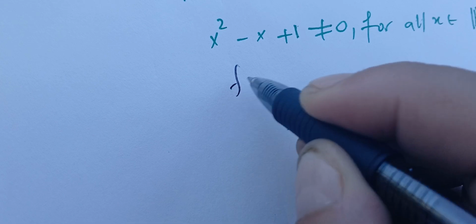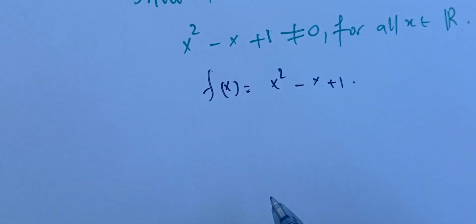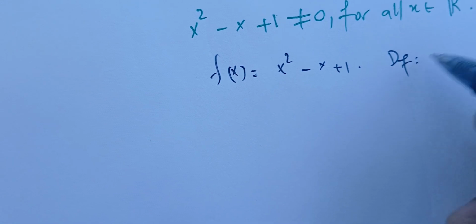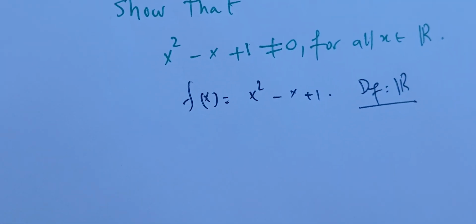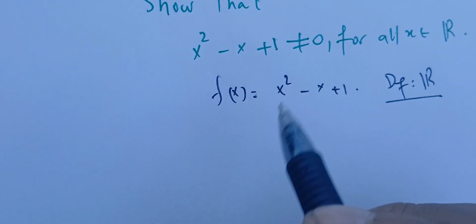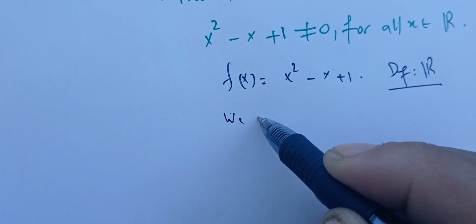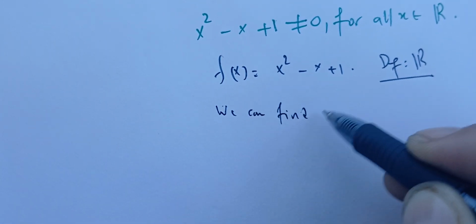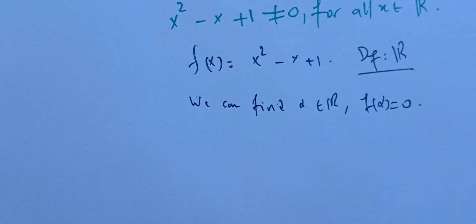Here we can treat this one as a function. We're going to call it f of x is x squared minus x plus 1. Our function is defined for all the real numbers. So if this one is 0, that means there is some alpha real such that f of alpha is 0.